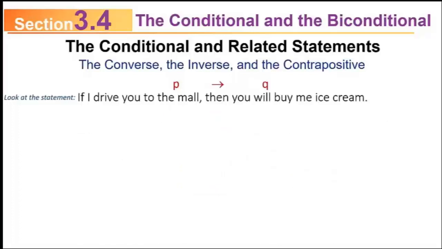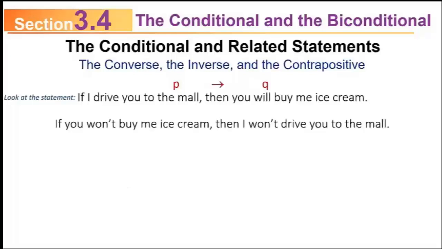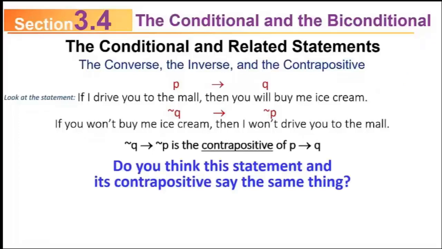Go back to the original statement again. If I drive you to the mall, then you will buy me ice cream. How about this statement? If you won't buy me ice cream, then I won't drive you to the mall. Notice that you've negated both P and Q, and you've switched them. That's the contrapositive. Do you think the statement and the contrapositive say the same thing? Read them both. If I drive you to the mall, then you'll buy me ice cream. If you won't buy me ice cream, then I won't drive you to the mall.